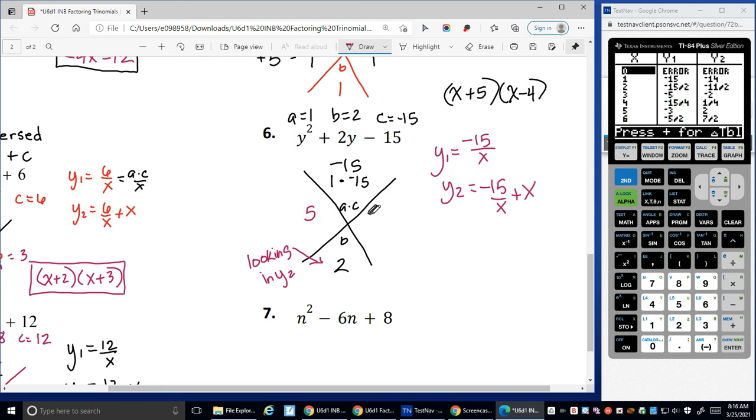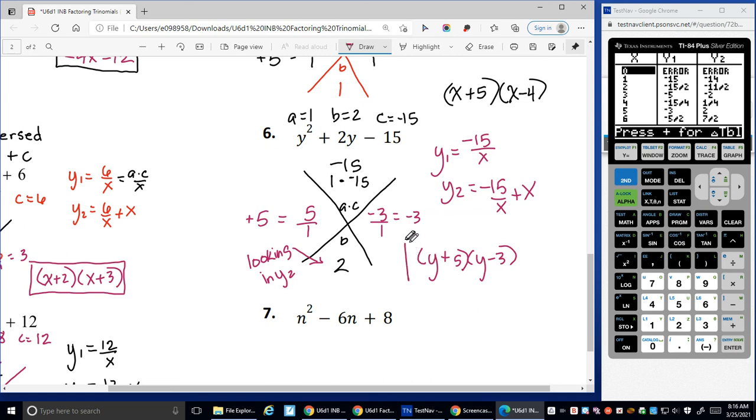5 and negative 3. We divide by A, and now that's pretty easy, just equals 5. This just equals negative 3. Our variable is a Y, so we want to make sure that we use Y plus 5. That's a positive 5, right? And then we have Y minus 3.